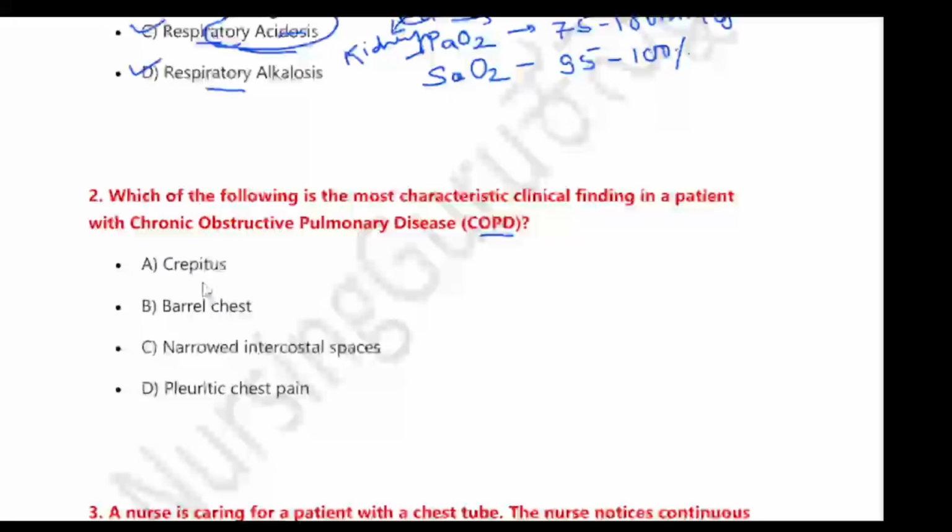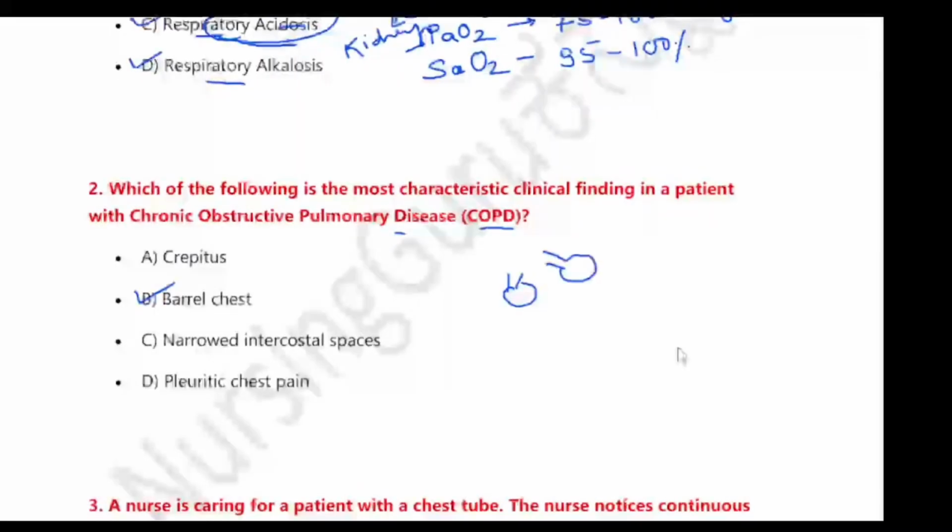See, here the correct answer is barrel chest, because what happens in COPD? In COPD, you people have heard about alveoli. These are alveoli. What alveoli will do? In alveoli, there will be exchange of gases. Carbon dioxide leaves the lungs, oxygen comes into the lungs.